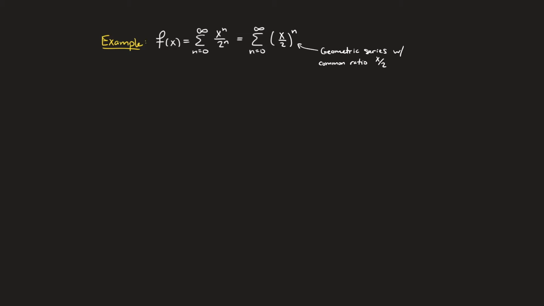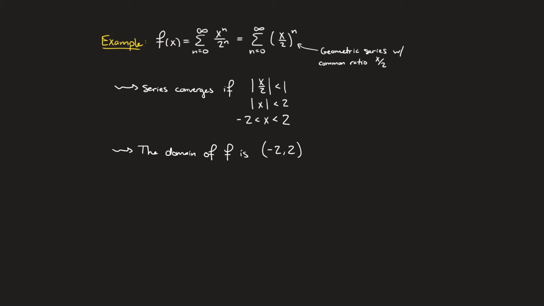Let's try this with the example we gave earlier, the sum from n equals 0 to infinity of x to the n over 2 to the n. Notice that we can rewrite this expression to get the sum of (x over 2) to the n, which is a geometric series with common ratio x over 2. Therefore, by the geometric series test, the series only converges if the absolute value of x over 2 is less than 1. In other words, we need the absolute value of x to be less than 2, or x to be in between -2 and 2. So, we have found that the domain of this function is the interval -2 to 2.